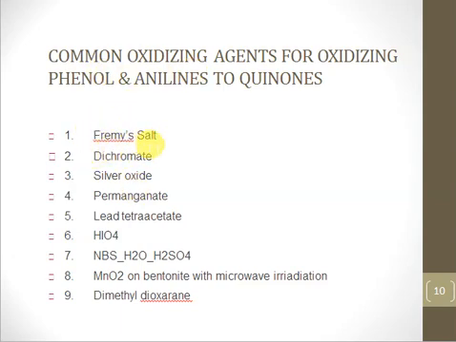So then we have dichromate. Whenever you use dichromate, you may use potassium dichromate or sodium dichromate. You have to use sulfuric acid with it. Then you may use silver oxide, or you may use permanganate. And whenever you use permanganate, you also have to use an acid along with that, right? So permanganate and dichromate always work when there is an acid along with them.